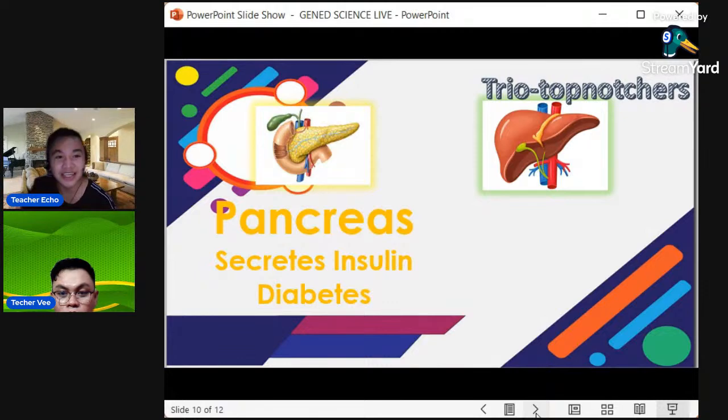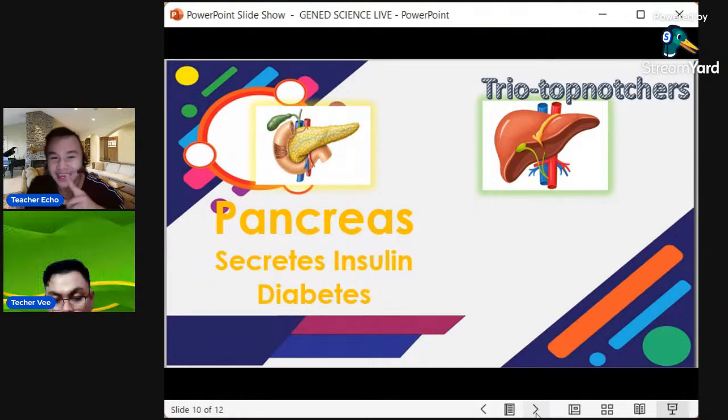Pancreas po secretes insulin. Okay, kapag merong diabetes. So ang term po na ginamit ni PRC, hindi lang diabetes, kundi diabetes mellitus. Okay? Diabetes mellitus. Si pancreas po dyan nag-secrete ng insulin.